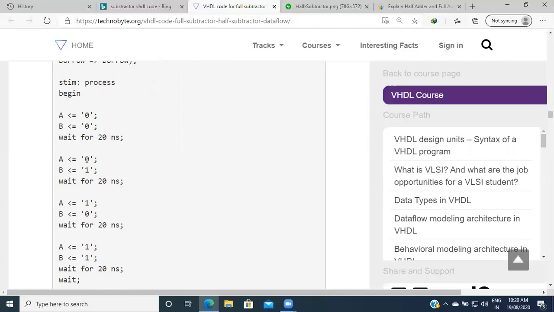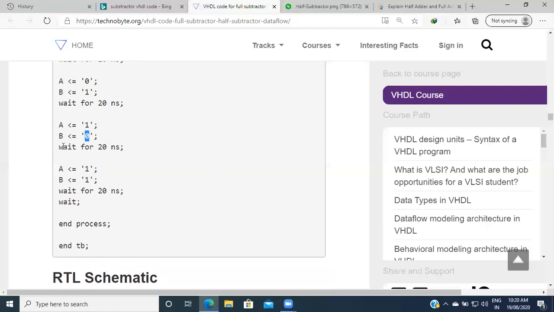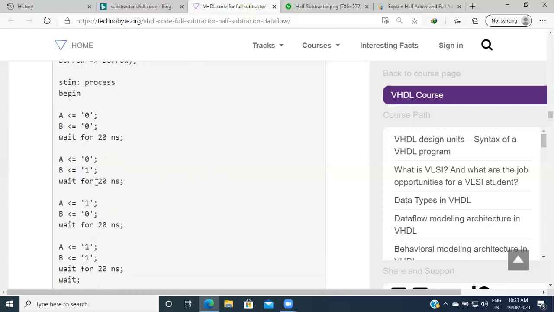If A is assigned the value 0 and B is assigned the value 1, we have assigned wait for 20 nanoseconds. If A is assigned the value 1 and B is assigned the value 0, we are waiting in the same way. The combinations are 0 0, 0 1, 1 0, 1 1. So here separately we are writing the wait, and end process and end TB.